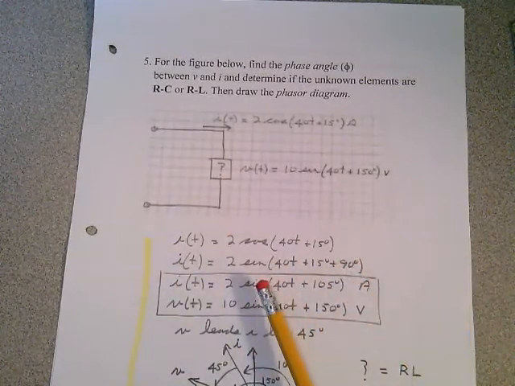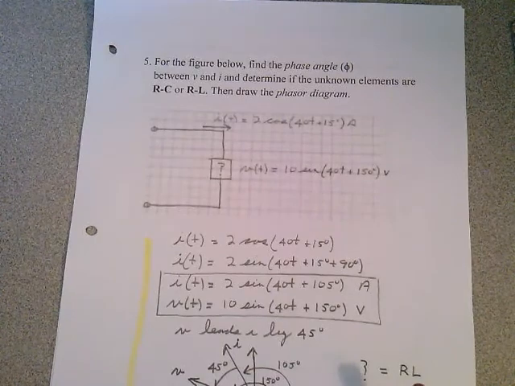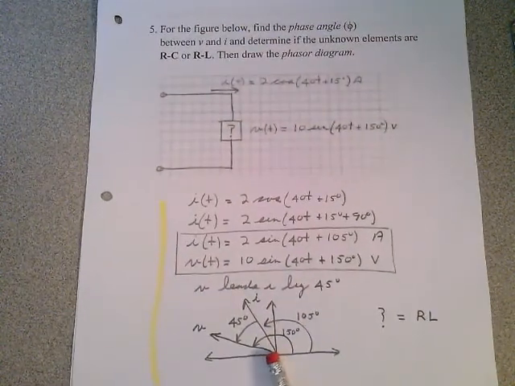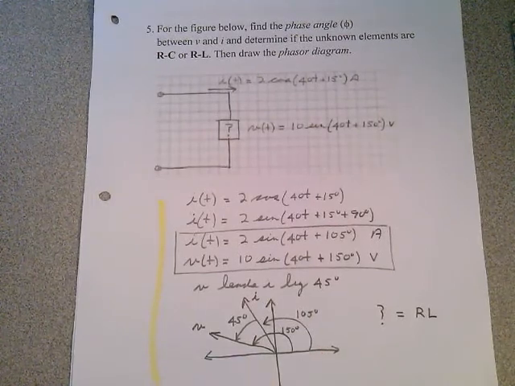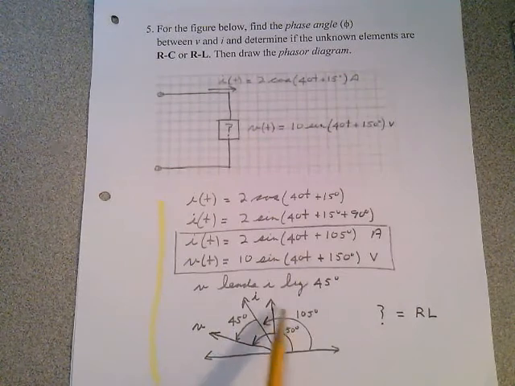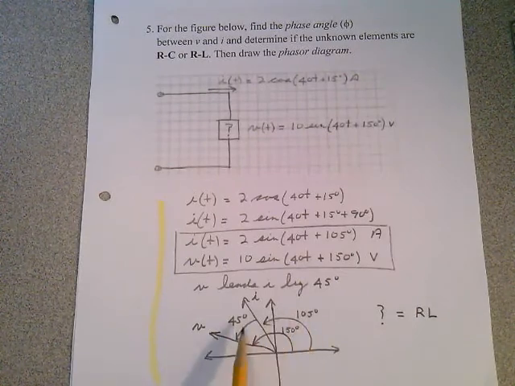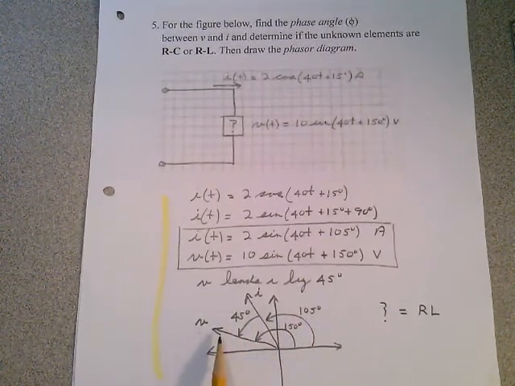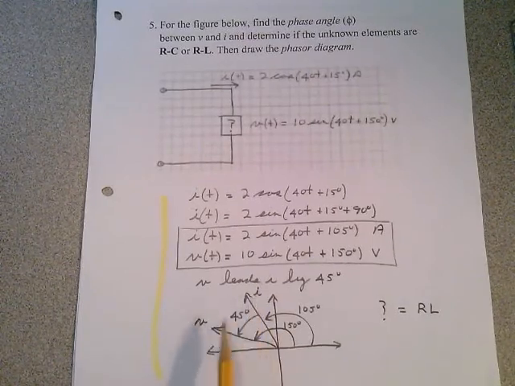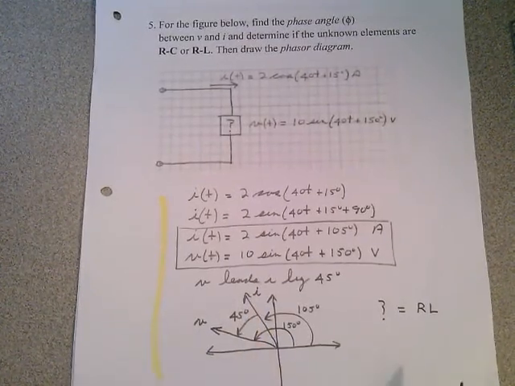Now I have the current in terms of the sine and the voltage in terms of the sine. Once you do the phasor diagram, you can clearly see here's the voltage with an angle of 150 degrees. Here's the current at an angle of 105 degrees. The phase angle is 45 degrees. And as these vectors rotate counterclockwise, you can see that the voltage is leading the current by 45 degrees. Or you can say the current is lagging the voltage by 45 degrees. Same thing.